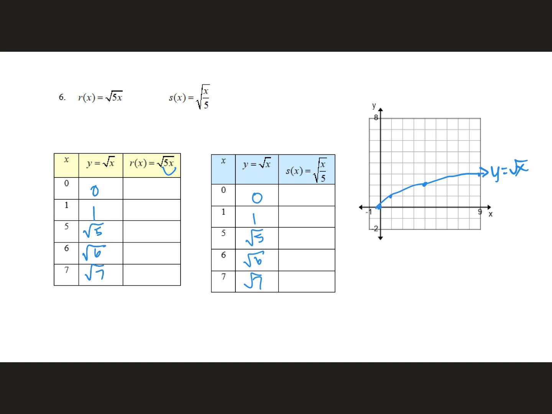I don't often do it, but with the horizontals, they're a little more confusing. So I'm going to take a pause here and say, okay, if I put 0 in here, well, 5 times 0 is 0.